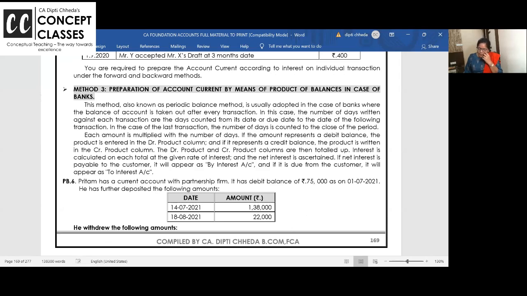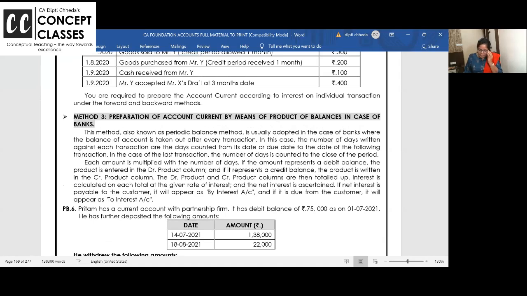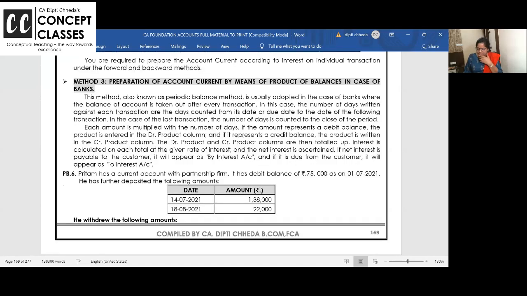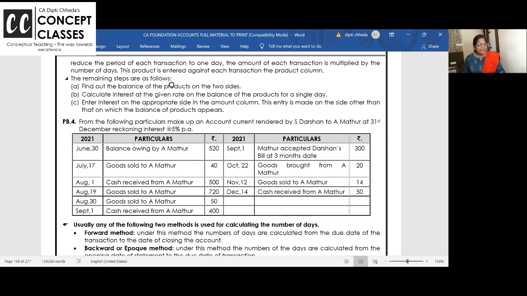The product method is done, now the product of balance method. This is mainly used in banks. But before going to that method, I gave the fourth problem as homework. Do you have some doubt or do you want to do it now? Respond quickly.